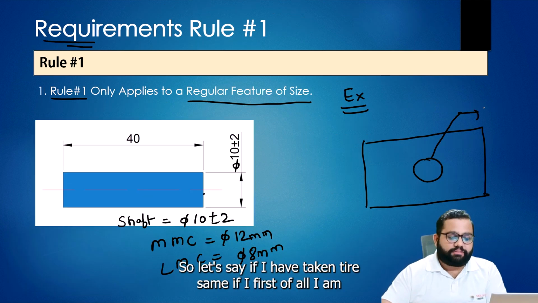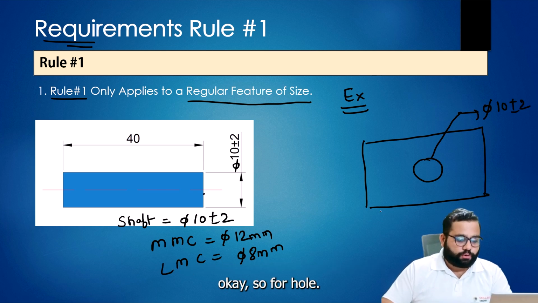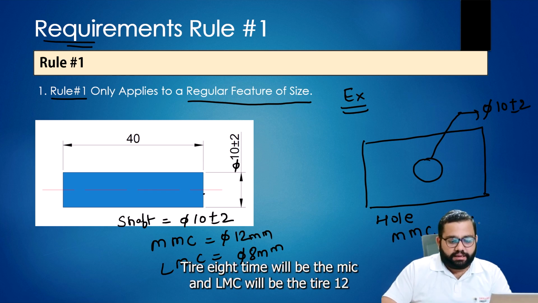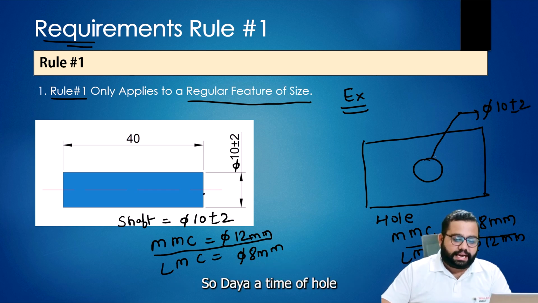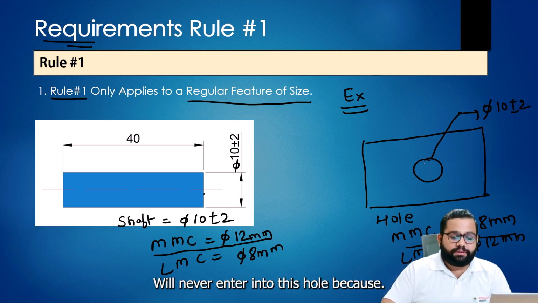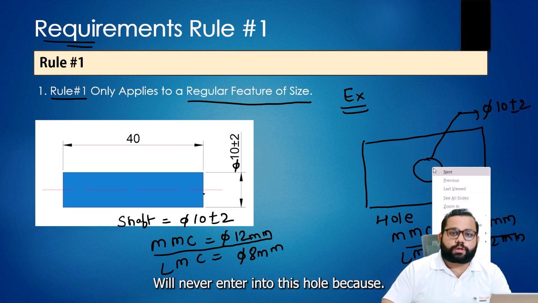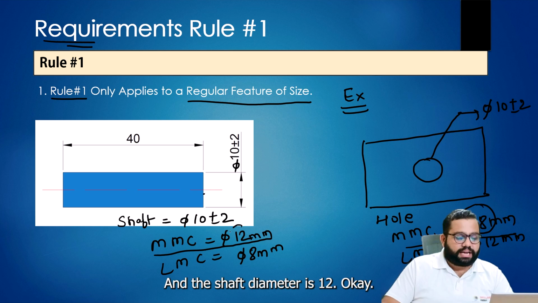Let's say I first take the same dimensions, diameter 10 plus minus 2. For the hole, what will be the MMC? Diameter 8 mm will be the MMC and LMC will be diameter 12 mm. So this shaft of diameter 12 mm will never enter into this hole of diameter 8 mm. Why is it not entering the hole? Because the hole diameter is 8 mm and the shaft diameter is 12 mm.